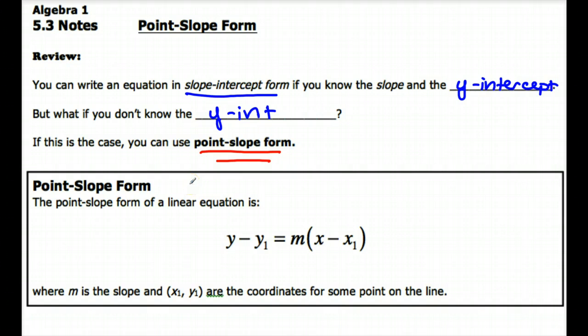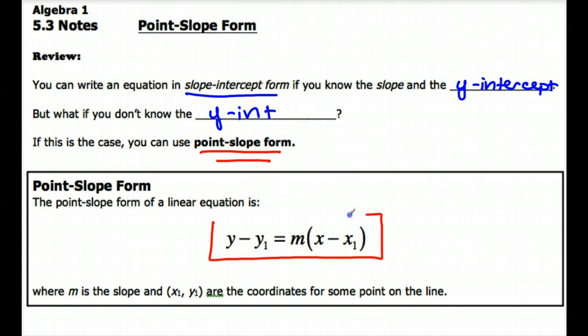Point-slope form is going to be another form that we can use when we're dealing with linear equations. It's still a linear equation, it's just going to look a little bit different than what your slope-intercept form looked like. We're actually going to be studying a total of 3 different forms for linear equations in this unit. We did the first one already, that was your slope-intercept form, y equals mx plus b, so this form will be number 2.